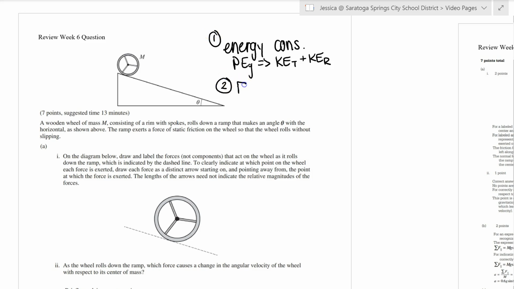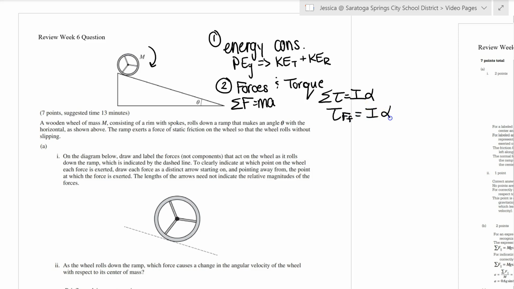Another thing that I might be asked about is forces and torque. Okay, so I might need to look at a net force equation going down the incline and a net torque equation for the object rolling that way. Since this is rolling, there must be a net torque. And just as a reminder, when you have something rolling down a surface like that, the torque comes from the force of friction.